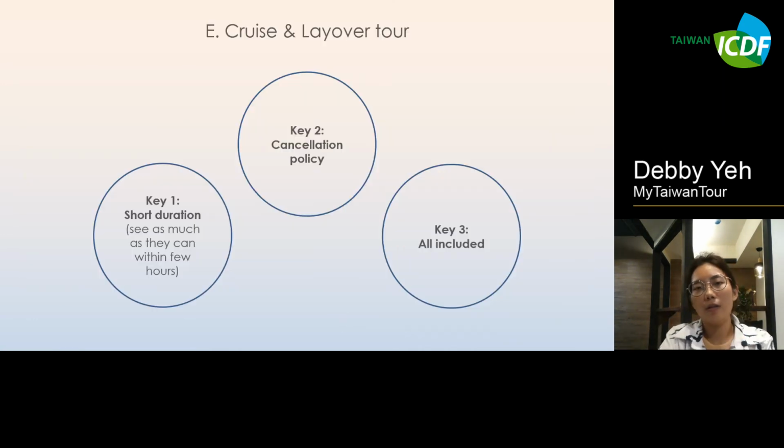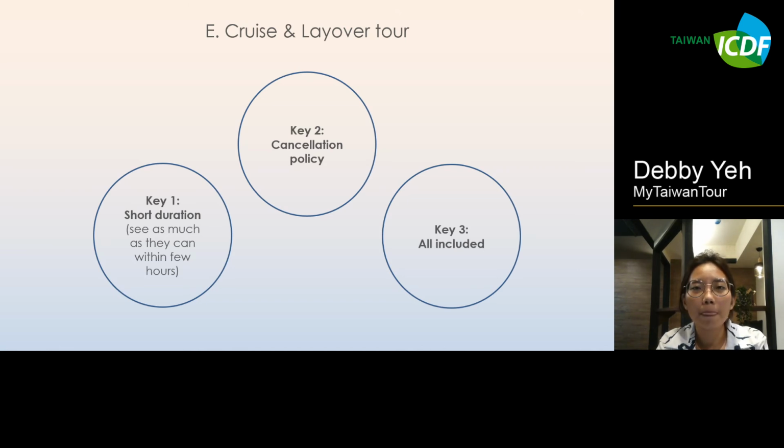And the next one will be the cruise and layover tour. The biggest difference between the cruise and layover tour and the other tours will be the short duration of staying in a place. Most of them only have one full day or even less than one full day to stay at one place, so they would like to see as much as they can within just a few hours. And they prefer to include all their payment, like the meals and the entrance tickets, in just one payment, so they don't need to bring additional money with them.